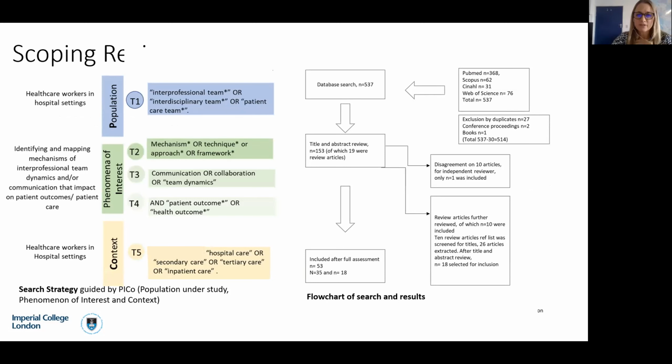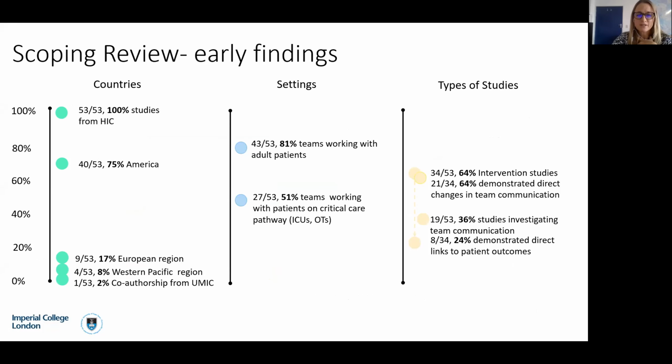I've identified 537 articles, and we were able to include 53 into the final review process. Just some very early findings, and we haven't even really done a proper process of analysis: of the 53 studies, 100%, 53 out of 53, are from high income countries. So that really highlights the gap in our context and in future work around what is happening around communication and teamwork from countries such as ours.